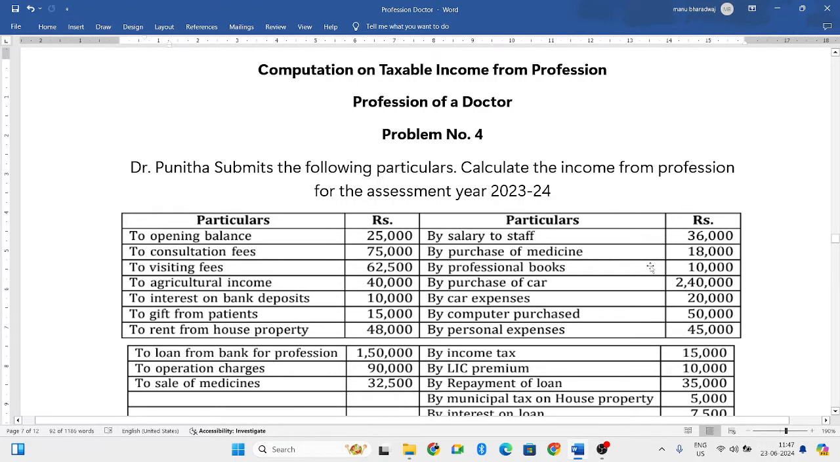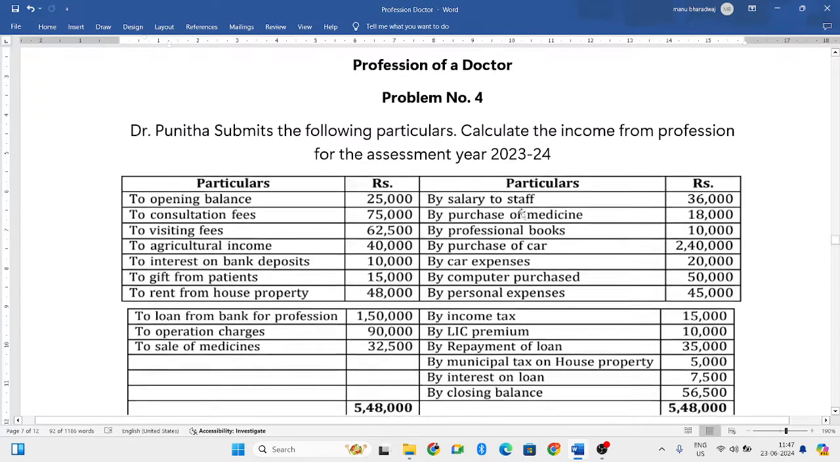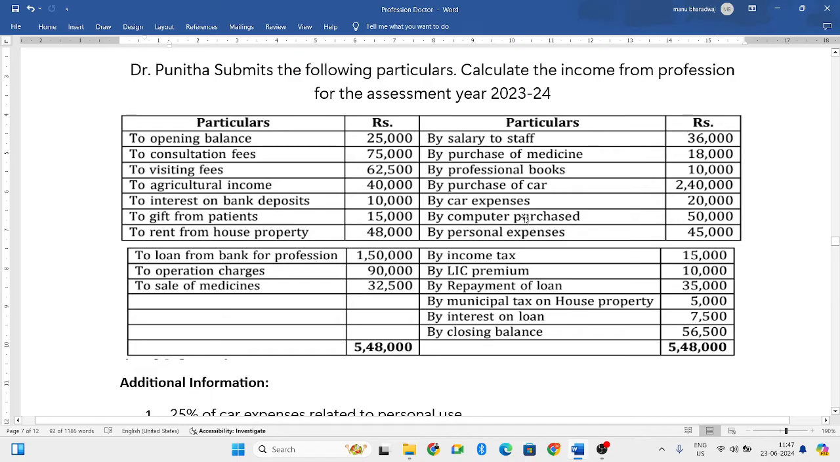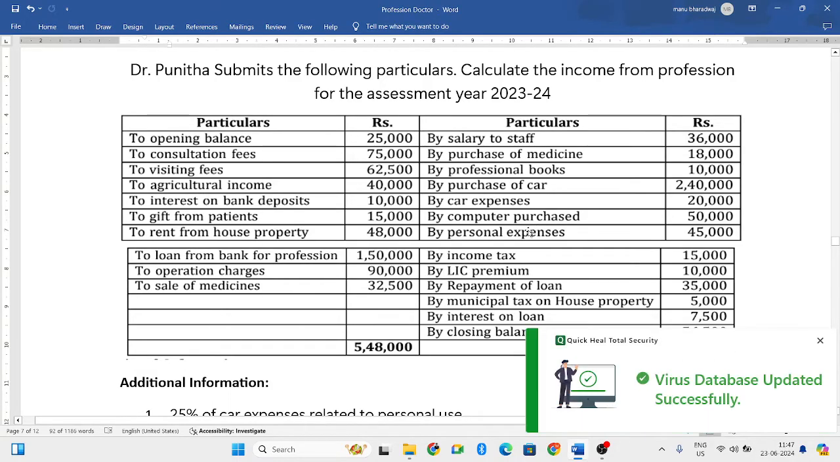In this particular video, we'll solve one more problem in which you need to compute the taxable income from profession of a doctor. Dr. Punita submits the following particulars. Calculate the income from profession for the assessment year 23-24. So they have given the receipt and payment account of Dr. Punita. So let us try to solve the problem.